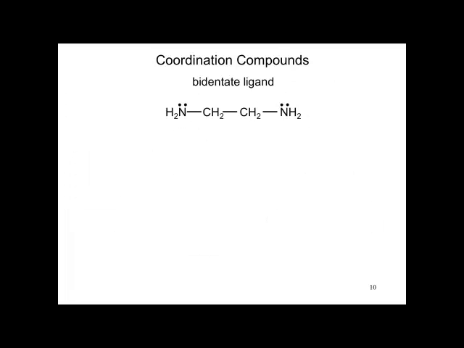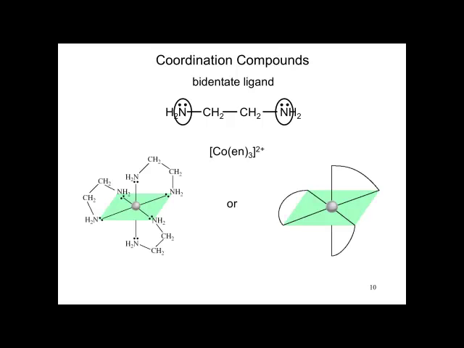Here we have the structure of the bidentate ligand ethylene diamine. Notice the 2 amino groups at the end and the ethylene in the center. In the cobalt complex, there are 3 ethylene diamines attached. Why 3? There are 6 attachment sites, and each ethylene diamine can attach to 2.